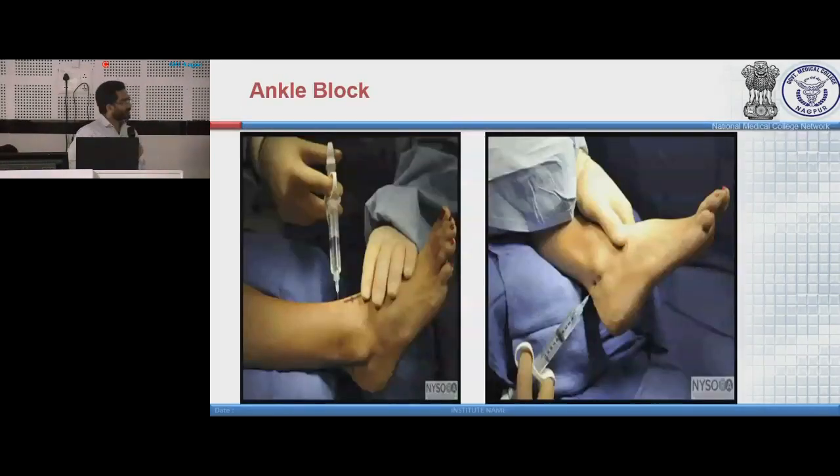Next is ankle block, landmark guided technique. We can give ankle block as a subcutaneous local infiltration in a ring fashion. So we have to block 5 nerves: sural nerve, superficial and deep peroneal nerve, saphenous nerve, and posterior tibial nerve. The sural nerve is posterior to the lateral malleolus, and the superficial peroneal nerve is anterior to the lateral malleolus. So we have to block the sural nerve and superficial peroneal nerve in a ring fashion.